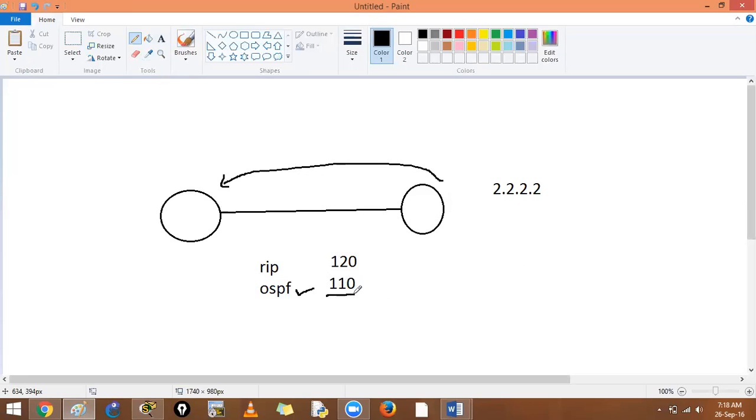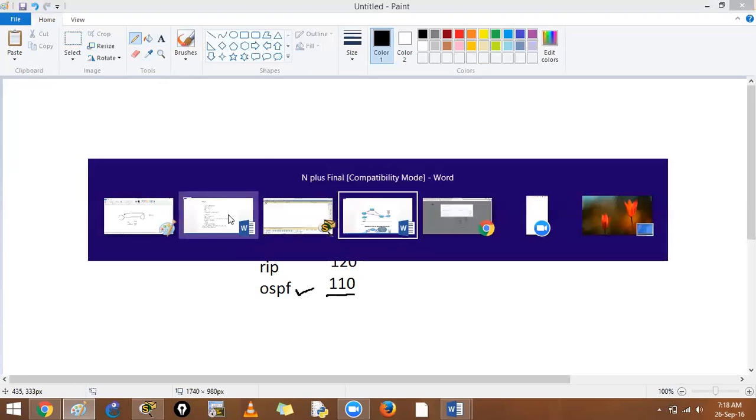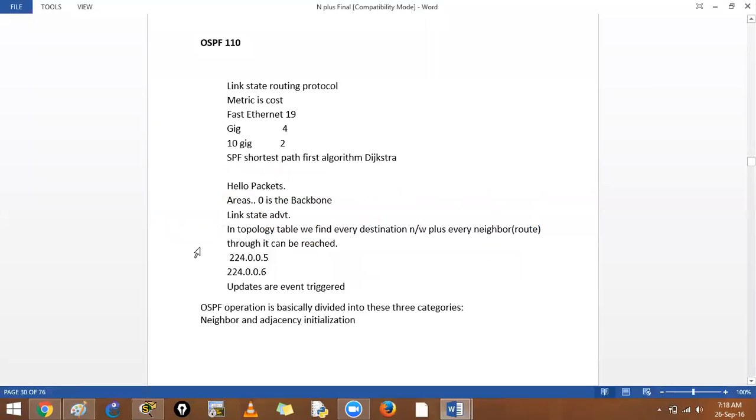Okay, getting the point? Okay, no problem. Let us see a few more characteristics. OSPF. What is RIP going to do? RIP is going to send out its whole routing table, right? After every 30 seconds. But OSPF is not like that.